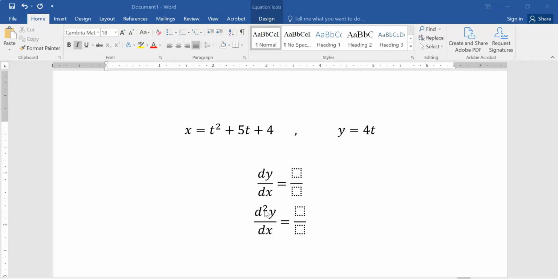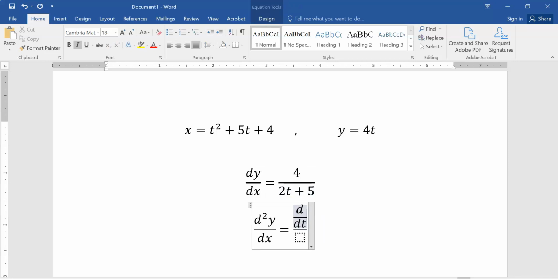All right, so hopefully you went ahead and did that on your own. So first derivative, derivative of y is 4. Derivative of x, again with respect to t, is 2t plus 5. Now, for the second derivative, first of all, I'm going to take a derivative with respect to t of 4 over 2t plus 5.